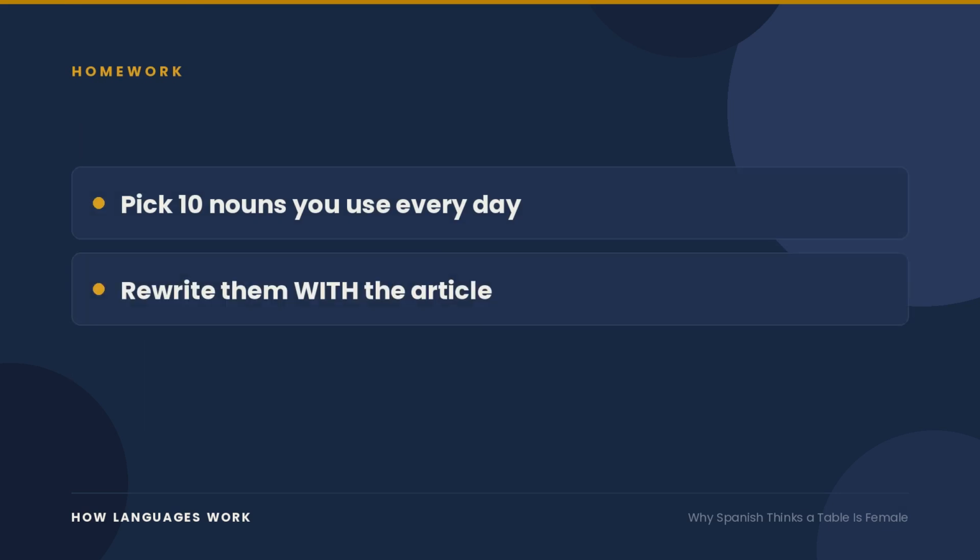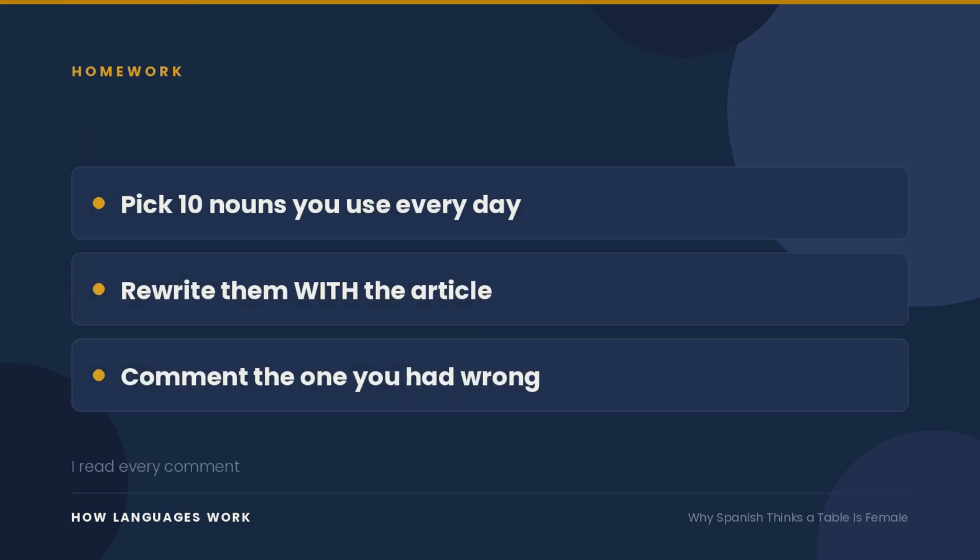Your homework. Take 10 nouns you use every single day and rewrite them in your notes with the article attached. Just 10. Then tell me in the comments which one you had been getting wrong this whole time.